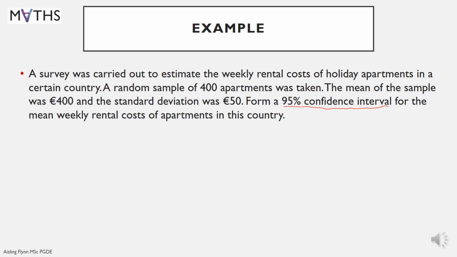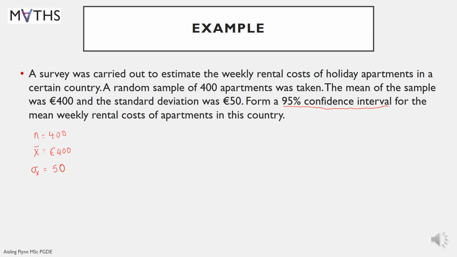So what I do first is I write down my information from the question. The sample is 400 apartments, so n equals 400. The mean is €400 and the standard deviation of the sample is 50.